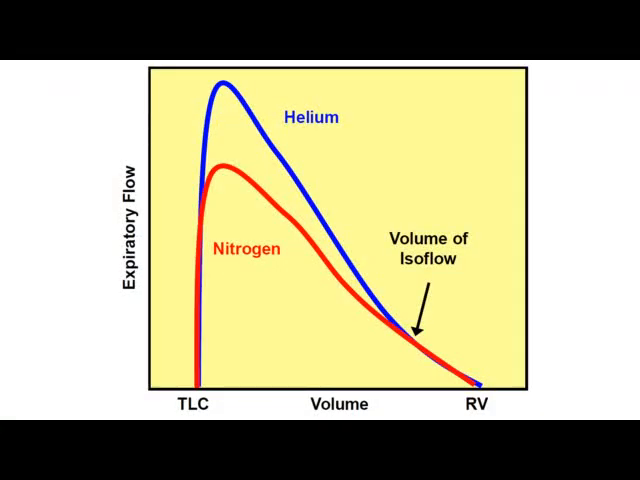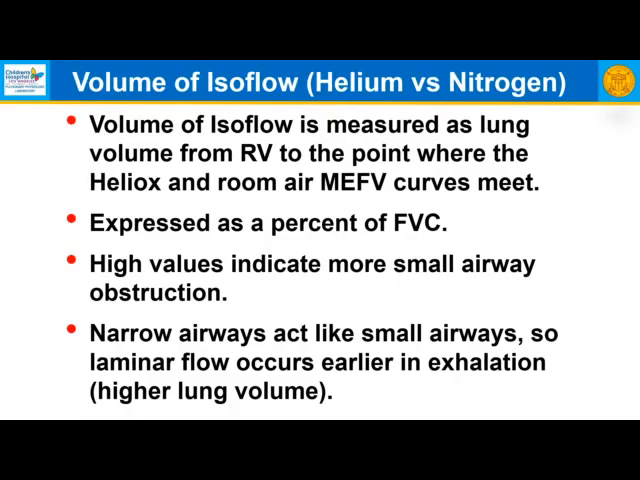So here we have a standard maximum expiratory flow volume curve breathing air, so 80% nitrogen. And here we have a curve after breathing helium, and you can see that indeed the flow rates in helium are higher in turbulent air, but as it approaches small airways, these come together, and this is the so-called volume of isoflow, the volume where expiratory flow is equal between the helium flow volume curve and the nitrogen flow volume curve. Now, the volume of isoflow is measured as lung volume from residual volume to the point where heliox and room air maximum expiratory flow volume curves meet, and it's expressed as a percent of the forced vital capacity.